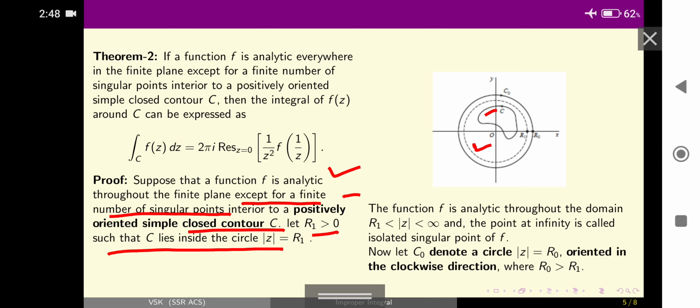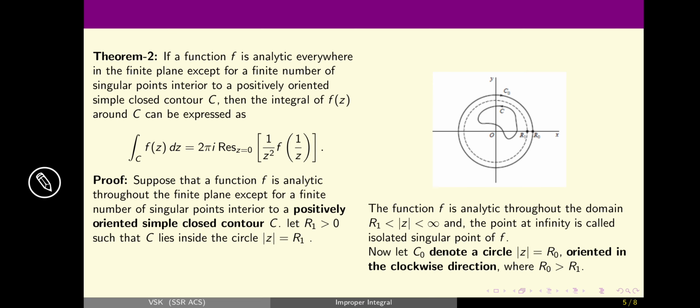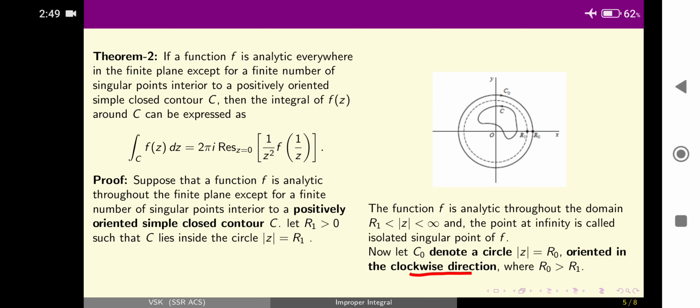The function f is analytic throughout the domain R1 < |z| < infinity. This is very clear. And the point at infinity is called an isolated singular point of f. Now let C0 denote the circle |z| = R0 oriented in the clockwise direction, where R0 is greater than R1. Note that here C is positively oriented and C0 is in the clockwise direction, so it is negatively oriented, we can say.